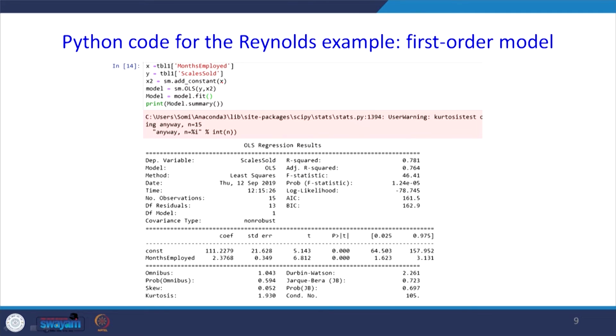So, print model.summary. So, I got this one. So, how to interpret this one? Look at this constant, say y equal to constant plus 2.37 months employed.